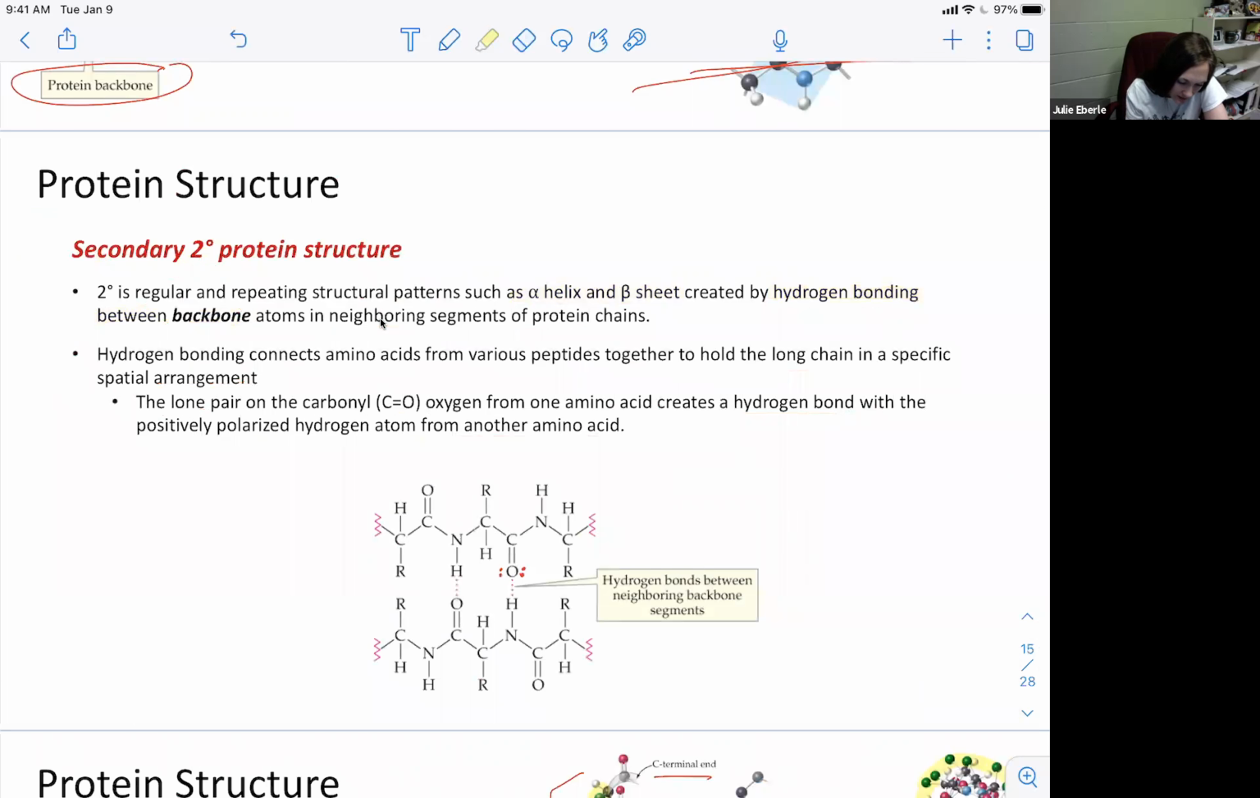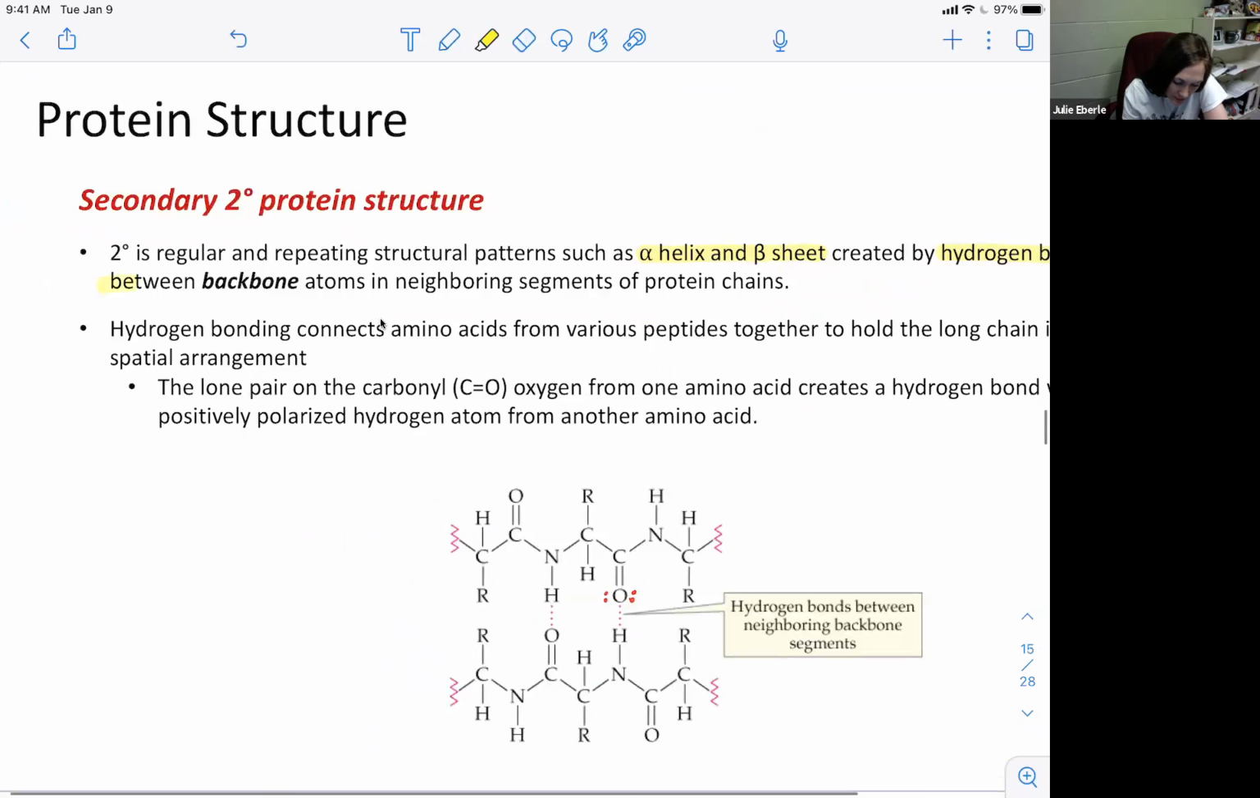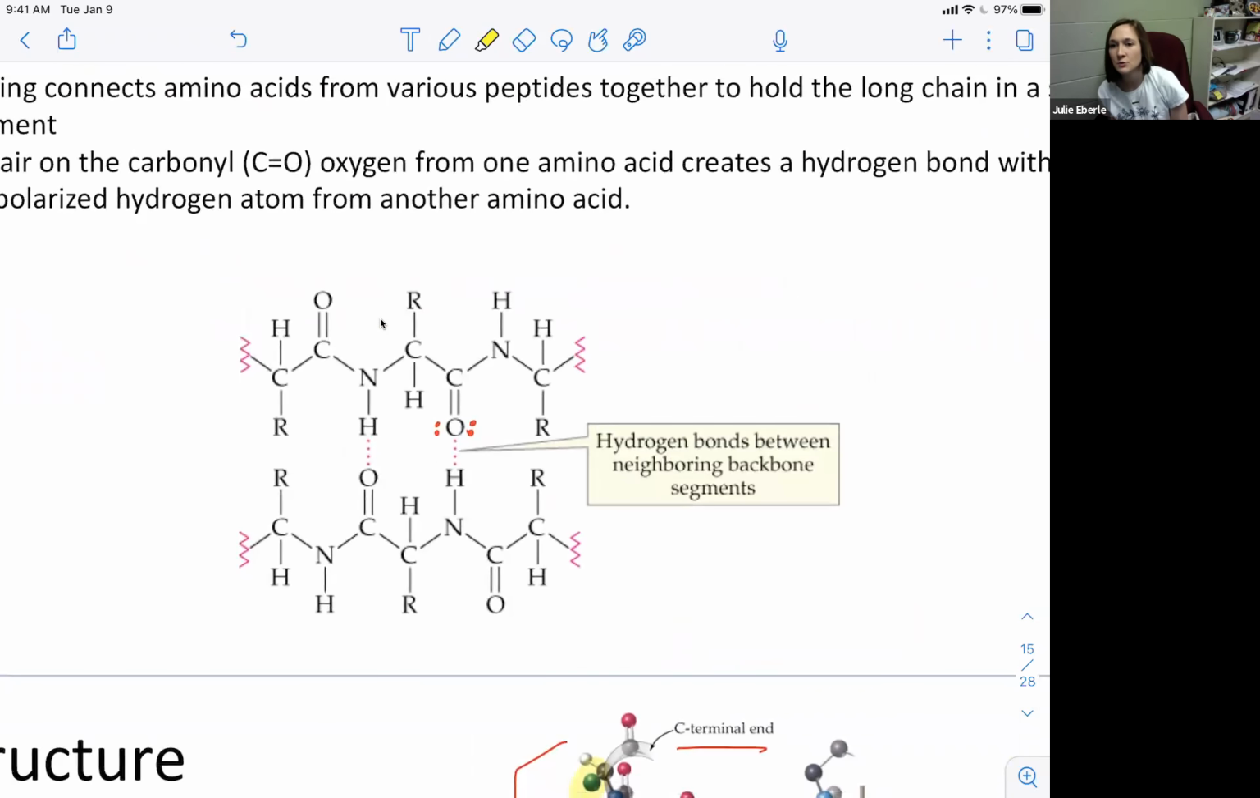So we said the secondary structure is regular and repeating structural patterns such as alpha helices and beta sheets, created by hydrogen bonding between, that's what Maggie said, backbone atoms in neighboring segments of a protein chain. So here's a picture, because visual pictures help me. Here's protein chain number 1, and you see the primary structure. You see these are the alpha carbons of each amino acid. And then you see the nitrogens, and then you see the carbonyl carbons, okay?